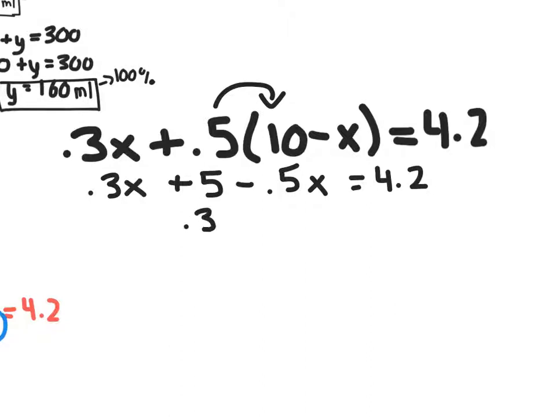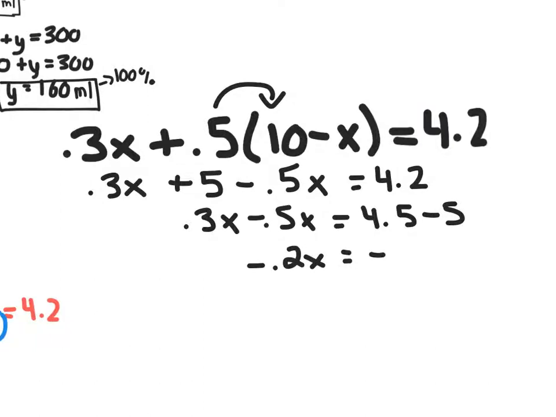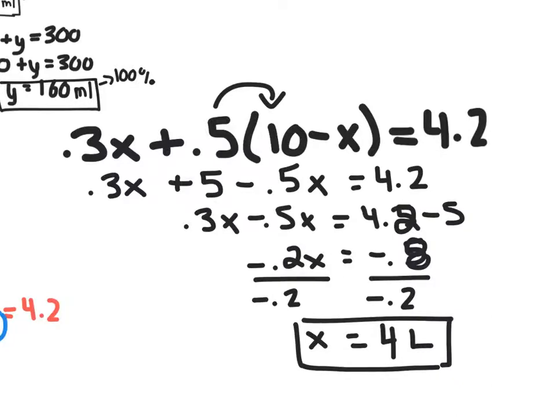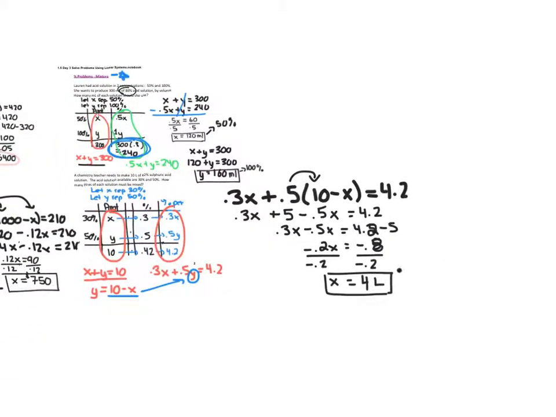Collect the like terms, so we're going to get 0.3x subtract 0.5x equals 4.2 subtract 5. Negative 0.2x is left here, and negative 0.8 is left on the other side. Divide by negative 0.2, negative 0.2. And we find out that x is 0.8 divided by 0.2, which is 4. And that would represent liters. So x is equal to 4 liters in this situation, which we said represents 30%. So 30% sulfuric acid at 4 liters.